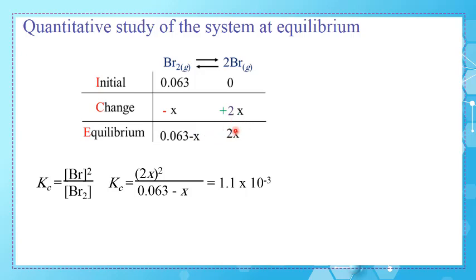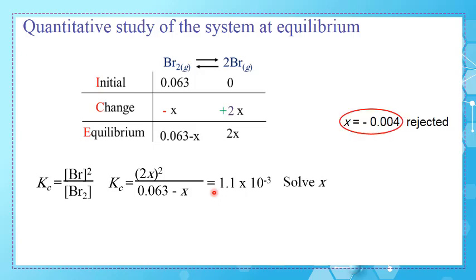It is simply 2x. So we replace Br here by 2x exponent 2, and the concentration of Br2 is also taken from the table. Kc here, the numerical value is given at the beginning. So we will get here a quadratic equation for x. You can solve it as usual, using maybe a calculator.